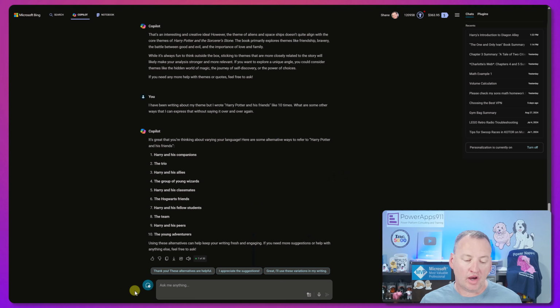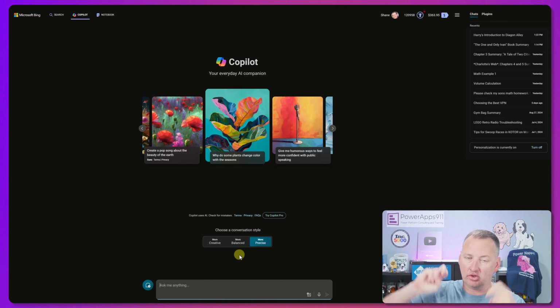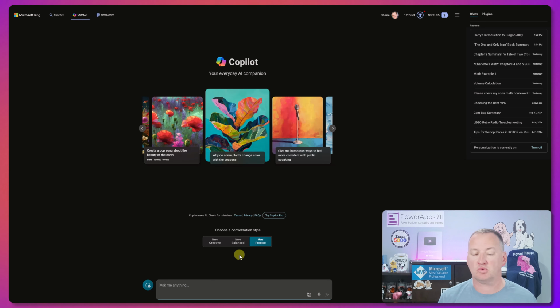So let's do a new topic here. Right? So we're going to hit the new topic button. And notice here I am choosing more precise. And basically everything that I'm doing so far in Copilot, I don't have a paid Copilot account. So everything is in the free or included version of Copilot. So nothing special going on here.